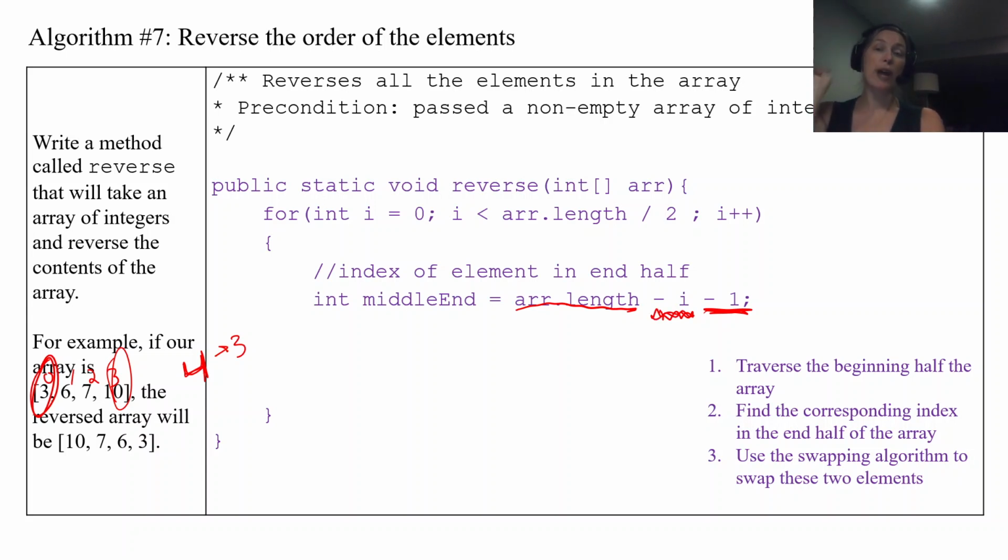I throw that subtract I in because as I moves in, as I becomes 1, I also want my middle end to move in 1. As this moves in 1, this moves in 1. So that I that increments on this side is also going to decrement the middle end on that side. So right now when I is 0, my last index is just 3. Once I have my I, which is my beginning, and my middle end, which is my last one, then I want to swap them, and that's where the swapping algorithm comes into play.